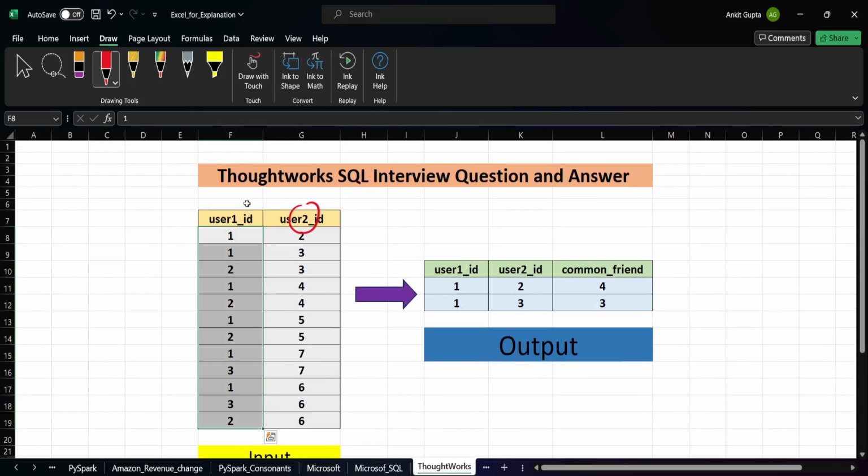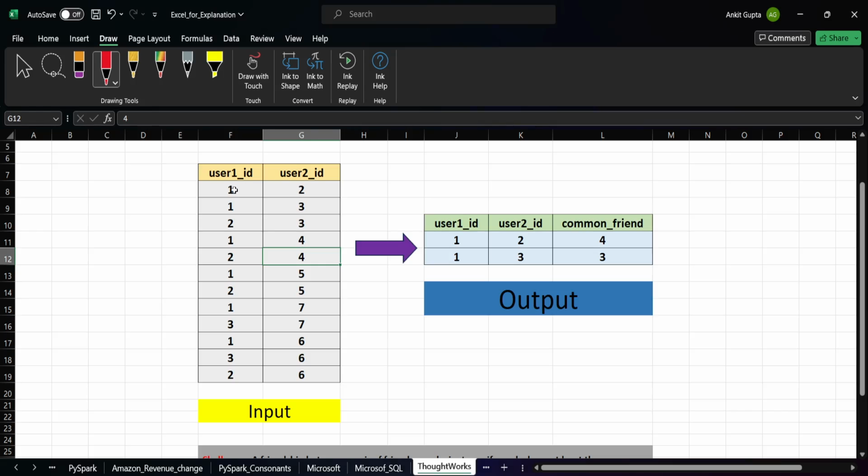Now let's understand how this output is getting generated from the input. We can see we have three distinct user 1 IDs. Let me create the friendship lists first. For user 1, who are the friends of user 1? We can see 2, 3, 4, 5, 7, and 6. If we read from the other side, we don't have any entry for user 1. So this is the final list for 1.